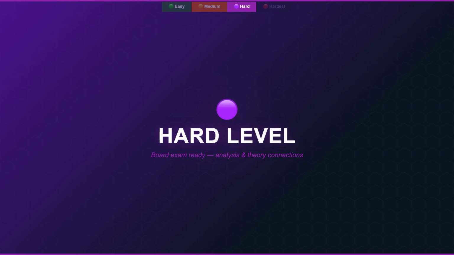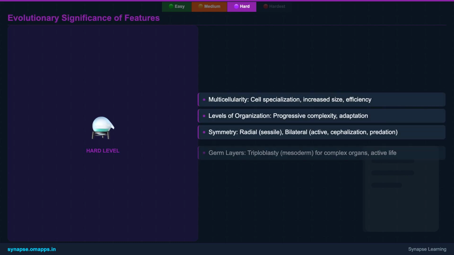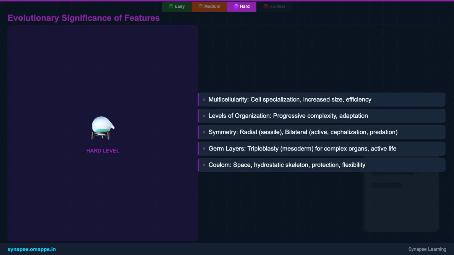Let's explore the why behind these features, their evolutionary significance, and how they shape the animal kingdom. Here, we explore the profound evolutionary significance of these body plan features. Multicellularity allowed for cell specialization and the development of larger, more complex organisms. The progression from cellular to organ system levels signifies increasing efficiency and adaptation. Symmetry also tells an evolutionary story.